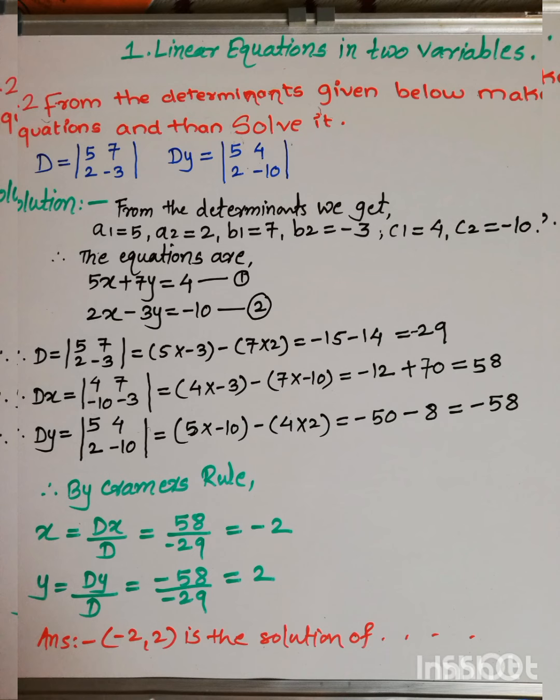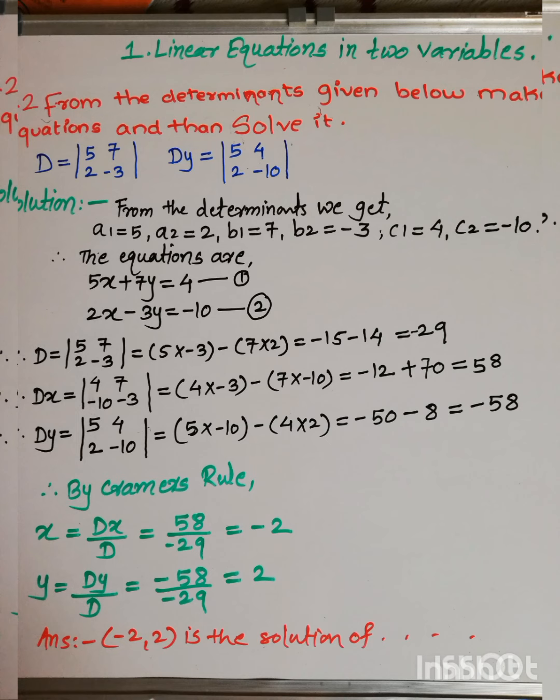So for Dy we are taking a1, a2 and c1, c2. Here c1 is 4 and c2 is minus 10. So after taking these a1, a2, b1, b2 and c1, c2, which are the coefficients of x, y in the first equation, x, y in the second equation, and the third term, which is a non-zero constant, in the first and the second equation respectively, we can make the equations as per the values: 5x plus 7y is equal to 4 and 2x minus 3y is equal to minus 10.